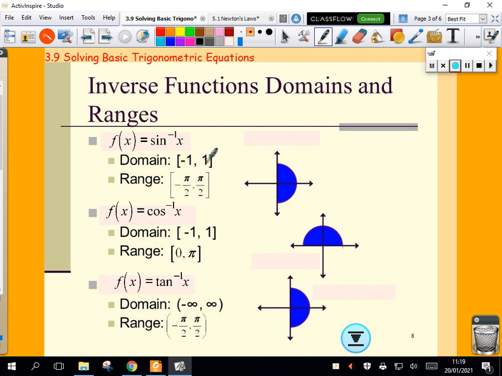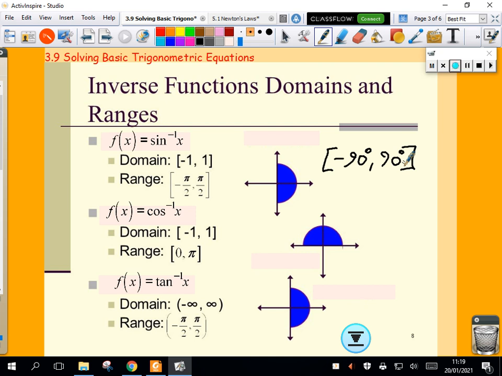And your range are the numbers you will get out. The range is from -pi/2 radians to pi/2 radians. If I was to put that in degrees, -pi/2 will be -90 degrees to 90 degrees. So anytime you type sine inverse of a number in, the number has to be between -1 and 1, and the output you will get out will always be between -90 and 90, or -pi/2 and pi/2.